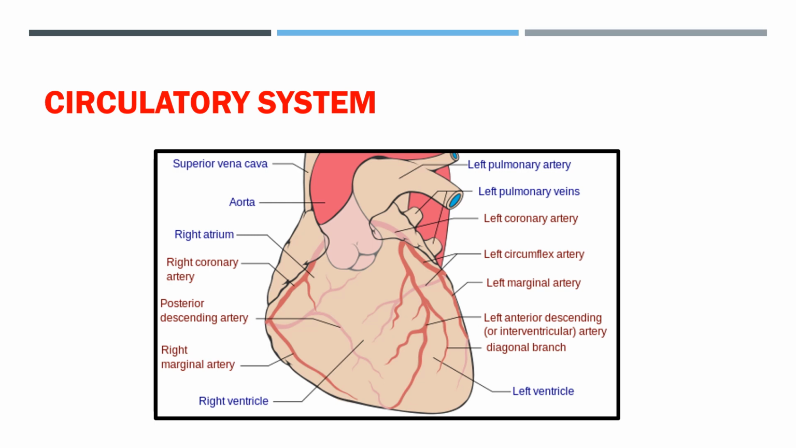So in case of right coronary artery occlusion, there is a chance of developing arrhythmias and also conduction blocks, because it supplies the AV node and SA node.